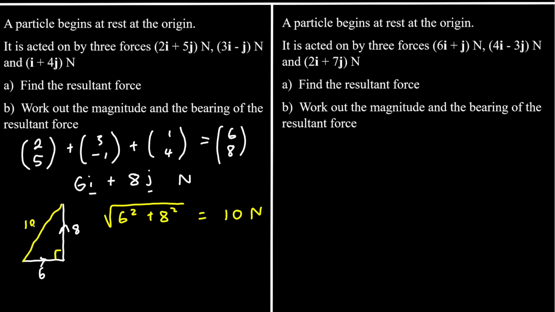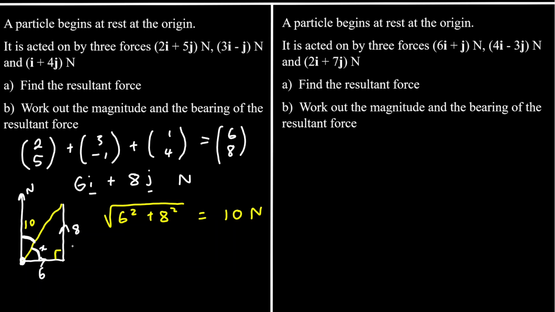And what is the bearing? So a bearing is from north. So here's a north line. We want to know the size of this angle here. There's a few different ways of doing it. We could just work out this angle, which will be the angle we want because they're alternate angles. Or you could work out the size of this angle and do 90 minus the answer.